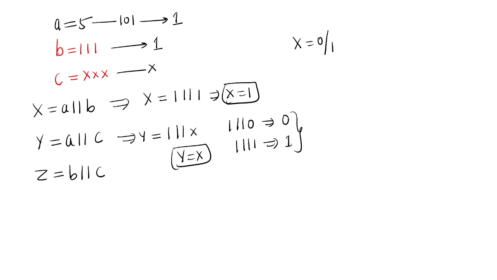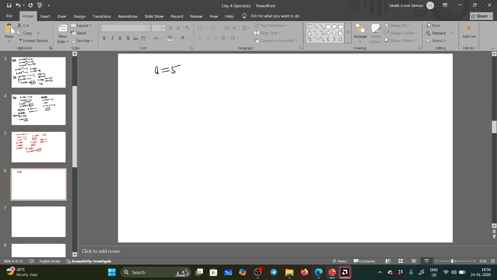Sorry, you are getting 1 only. Both values you are getting 1, no? So previously you got x, here both values you are getting 1. So it will take as 1 only. And z equal to b logical or of 0. B logical or of 0 means 1 logical or of 0, so z you are getting as 1. That I will check in the Vivado.